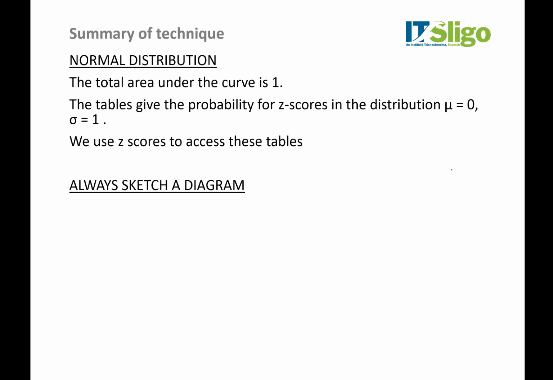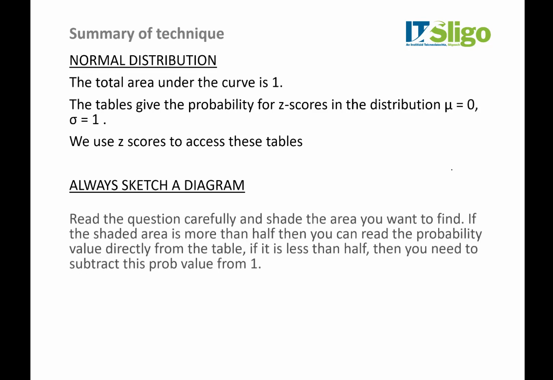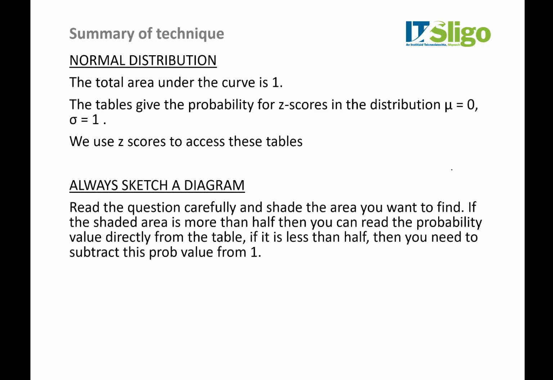And you can see a small error if you forget to take away from 1. Instead of 16 students fail in the maths exam, we could very easily say 84 students have failed the maths exam, which might say a lot about your maths teacher or about your lack of following the rules. So read the question carefully, shade in the area you want on your little diagram. If the shaded area is more than half, you can read the probability directly from the table. If it's less than half, you need to subtract this probability value from 1, just like we did in these examples.